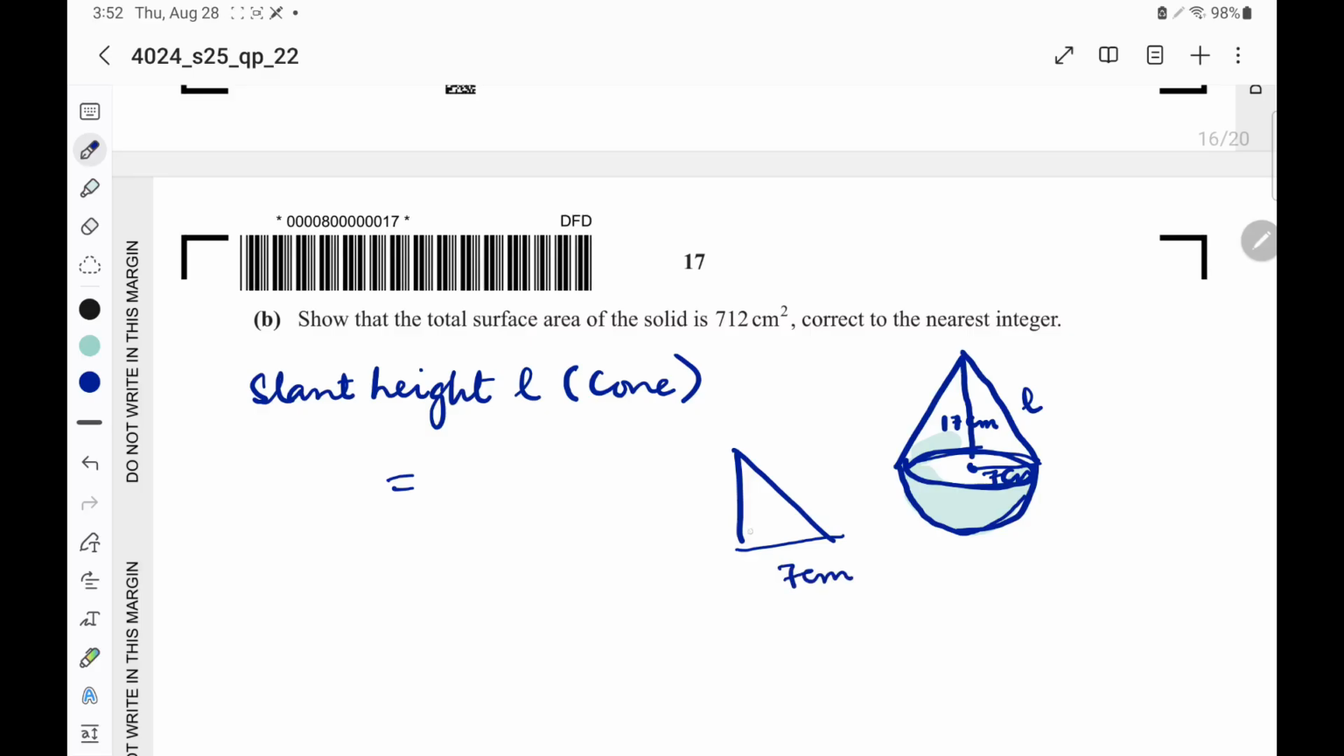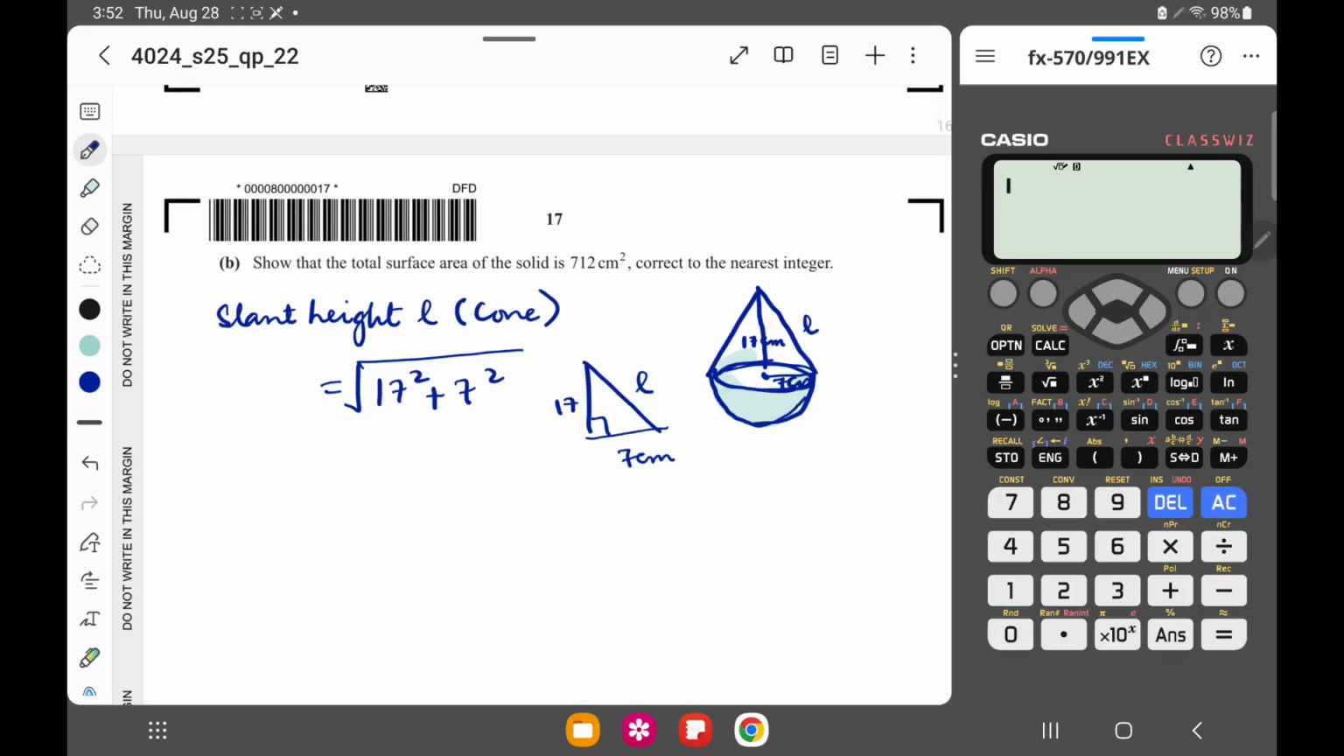We have 7 centimeter and 17 centimeter, and this is L, and it's 90 degrees. So take the Pythagoras theorem, 17 square plus 7 square, and that is equal to 13 square root of 2. Keep writing down the same. Don't write it in decimal because we are using it for our answer, okay? Because we'll round off, and then it will not be the accurate number. So just keep it in the surd form.